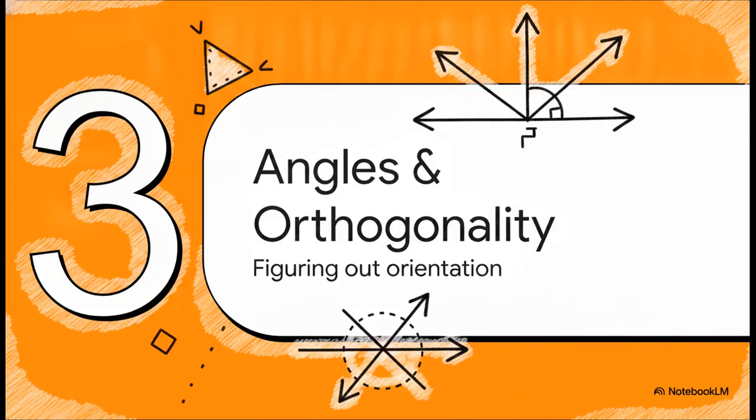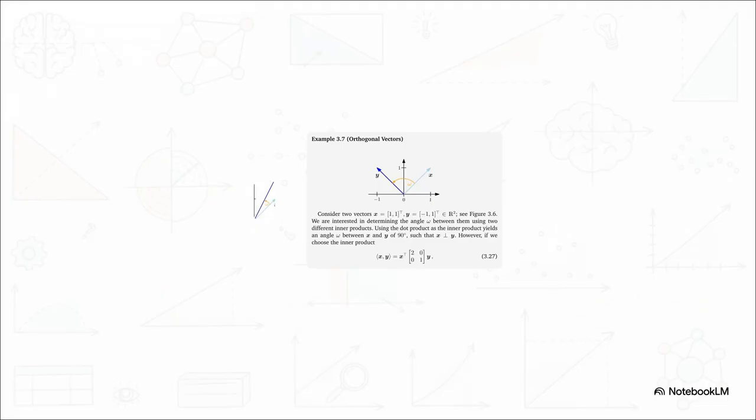Section 3. Angles and orthogonality. Figuring out orientation. Inner products don't just give us the length, they also give us the angle between two different vectors. And this brilliantly illustrates just how mind-bending this math can be. Look at these two vectors, x and y. On the left, using the standard dot product, the angle between them is exactly 90 degrees, a perfect right angle. But on the right, for the exact same vectors, if we apply a different inner product matrix, the angle shifts to an obtuse 109.5 degrees. Orientation is entirely relative to the inner product we select.